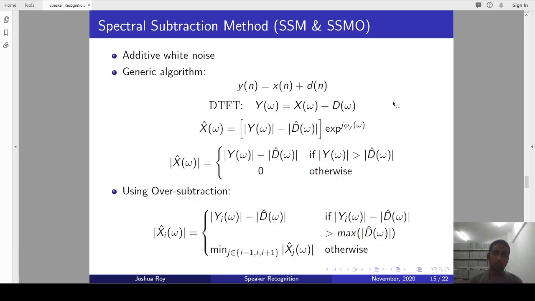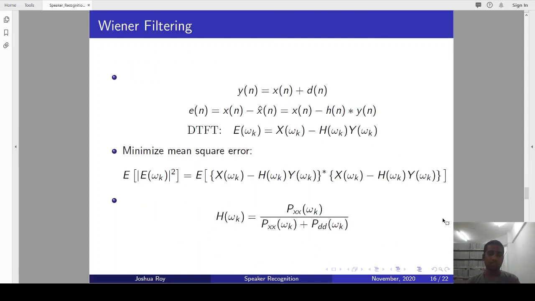That's how this works. The generic algorithm does the subtraction directly, but there is another algorithm using over subtraction. It gives a more approximate subtraction, and it considers the adjacent frames. It gives us a more accurate result.